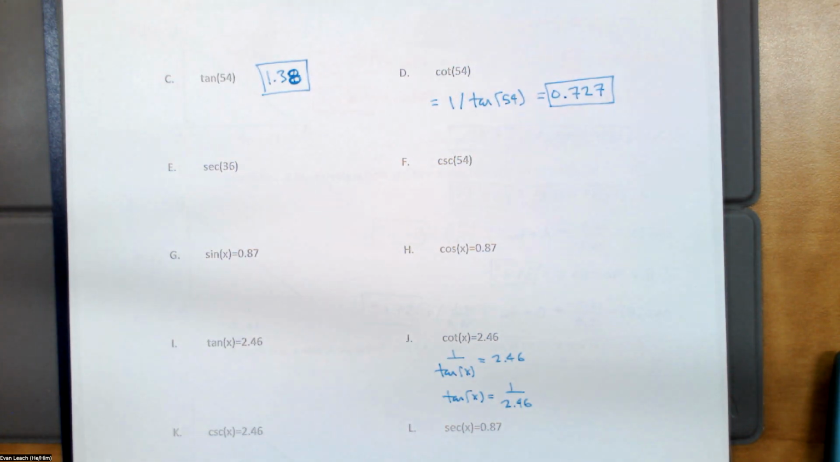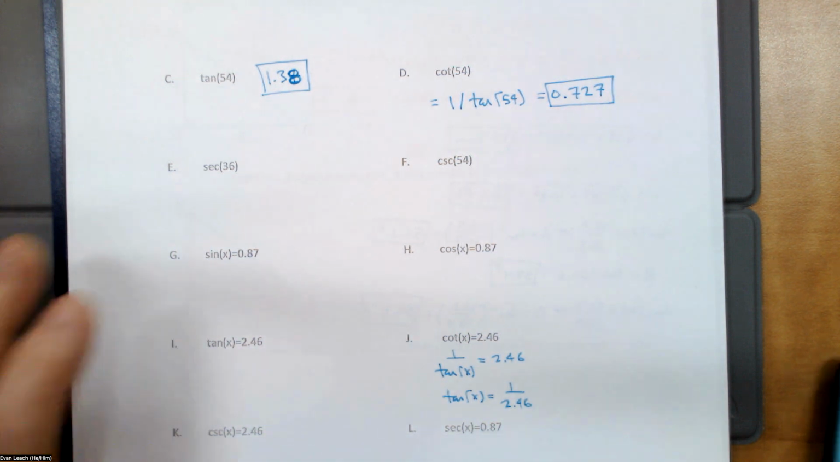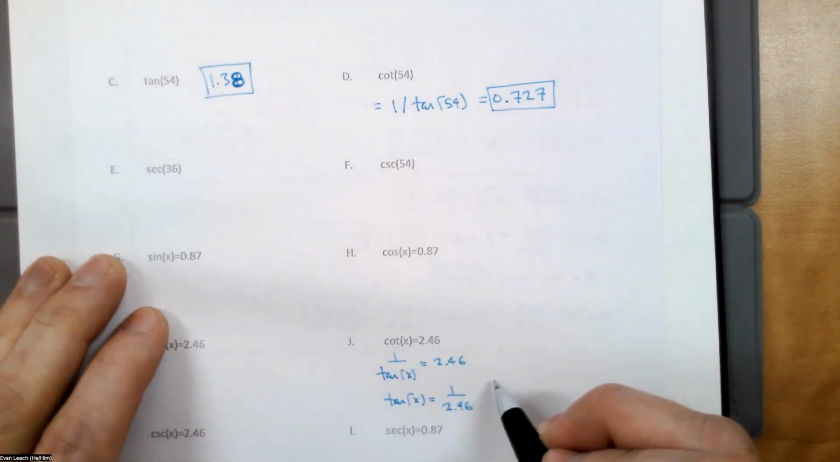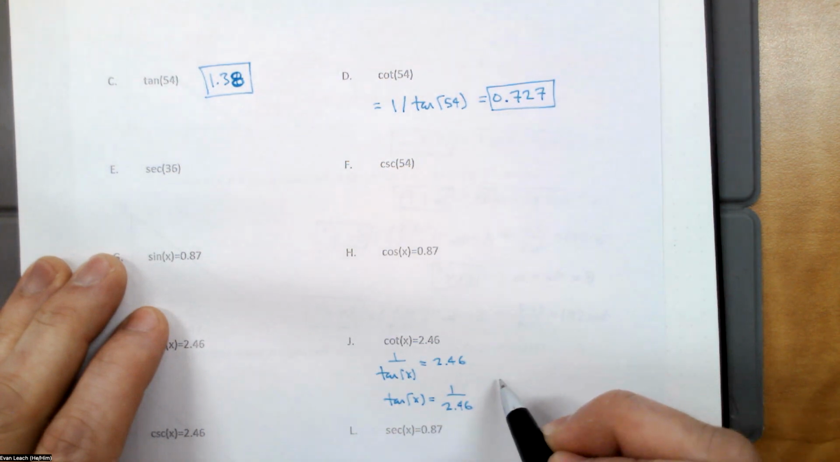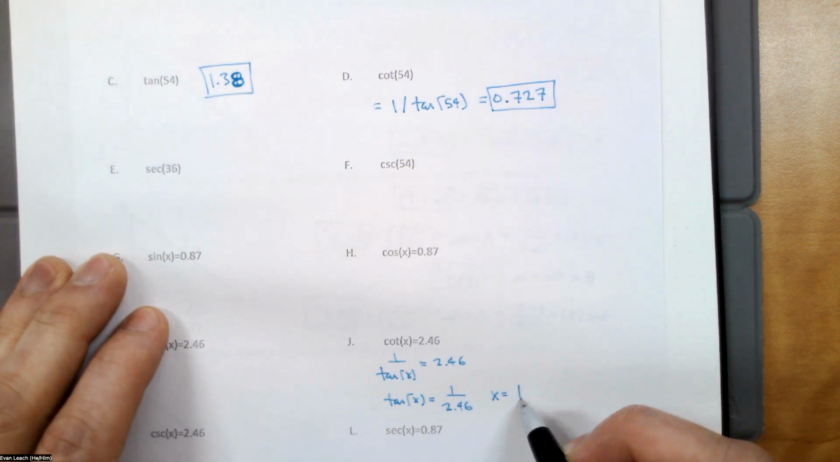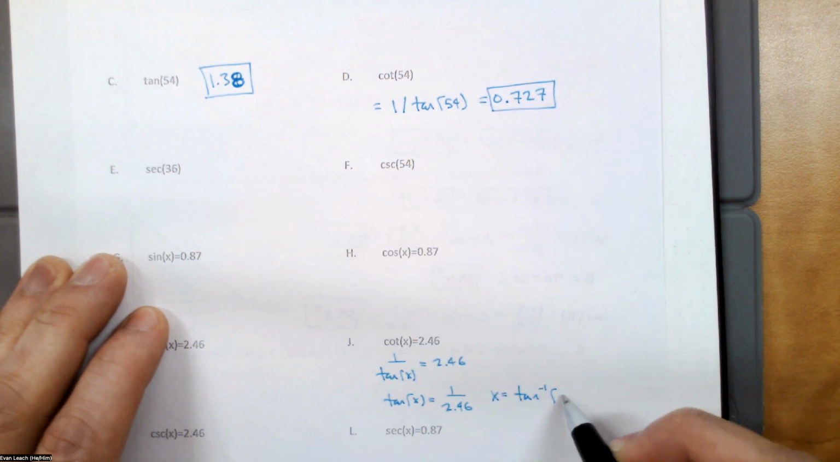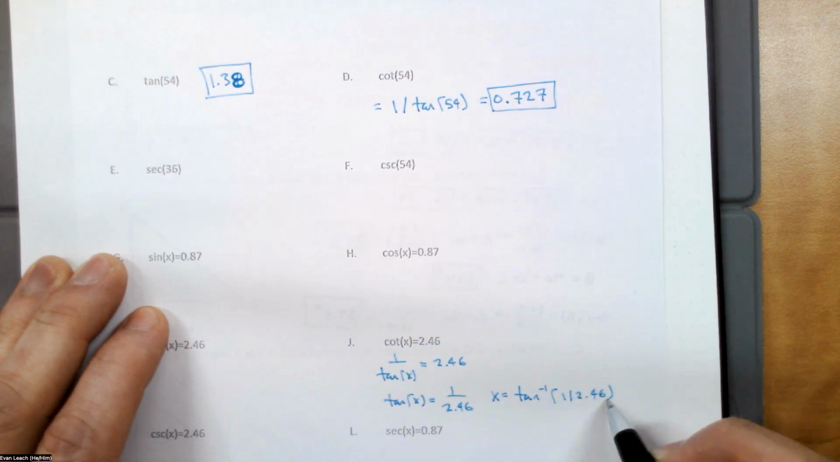So going in this direction, instead of doing trig function, then 1 over, we have to do 1 over, then trig function. So x is tangent inverse of 1 over 2.46.